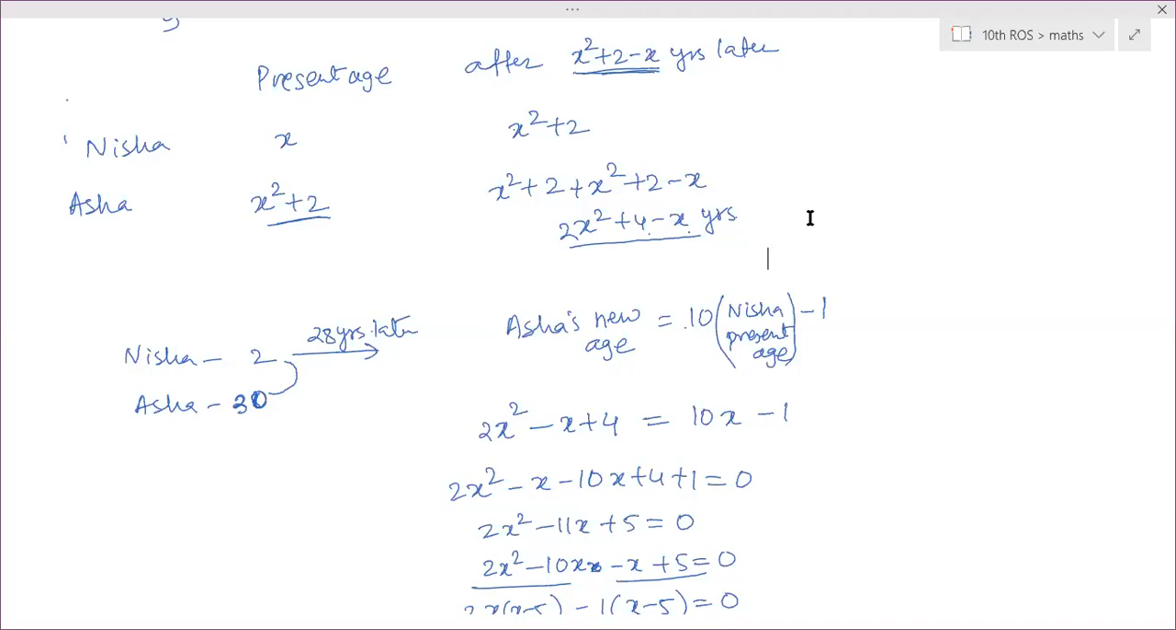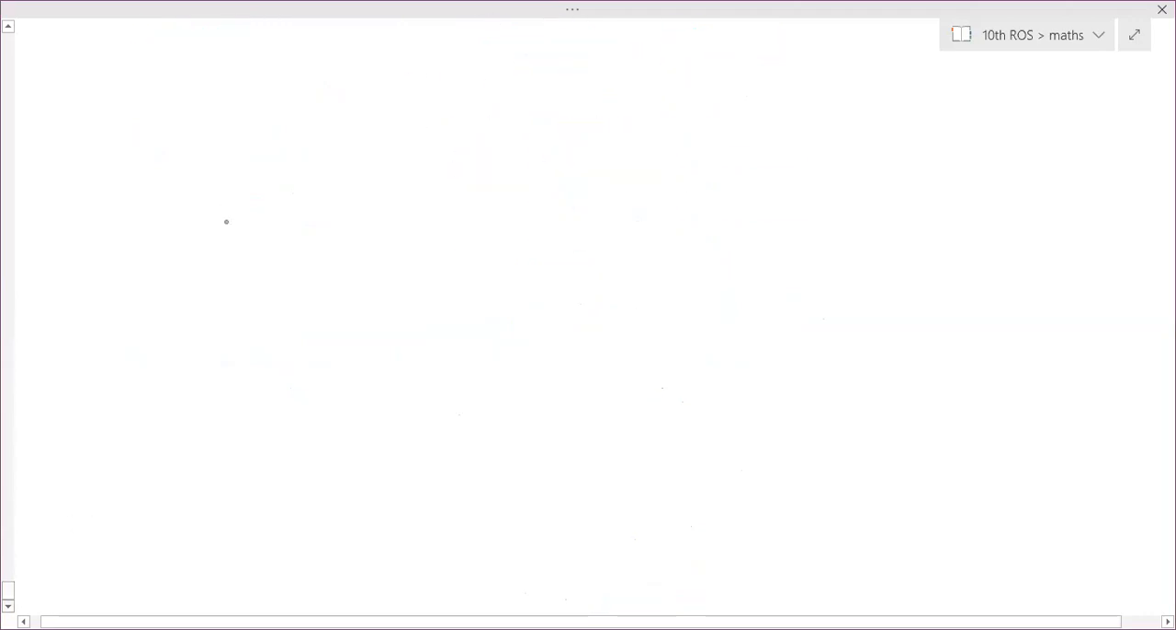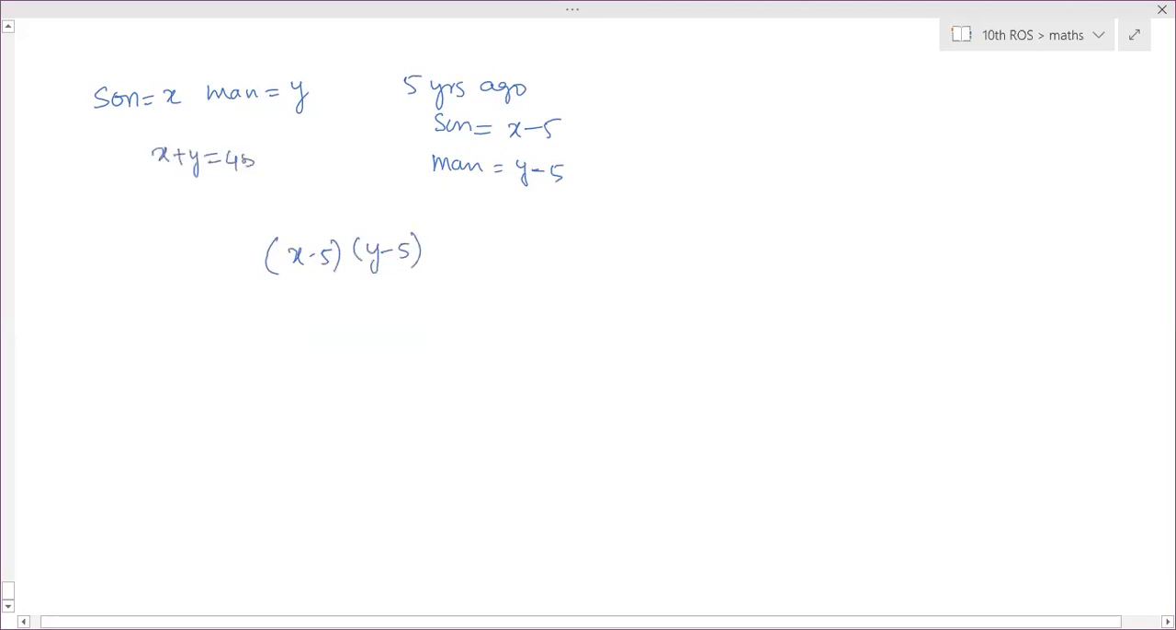So here you can take the sum of son and man. So it is here to consider the sum of son and man. Son consider as x and man consider as y. What they have asked, take their presentations, both of them. Fine. So x and y, and 5 years ago, son will be x minus 5 and the man will be y minus 5. Then the product of their ages, x minus 5 into y minus 5, and x plus y is equal to 45, first relation.